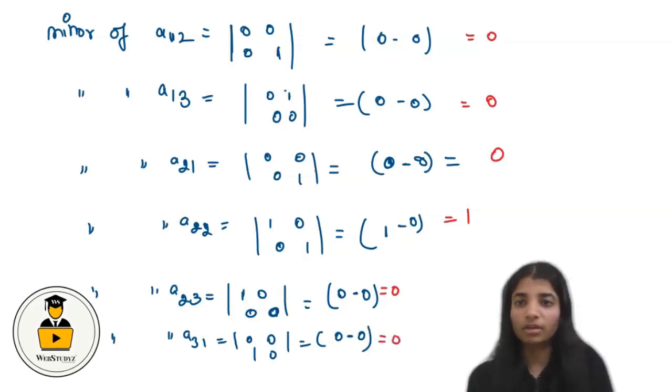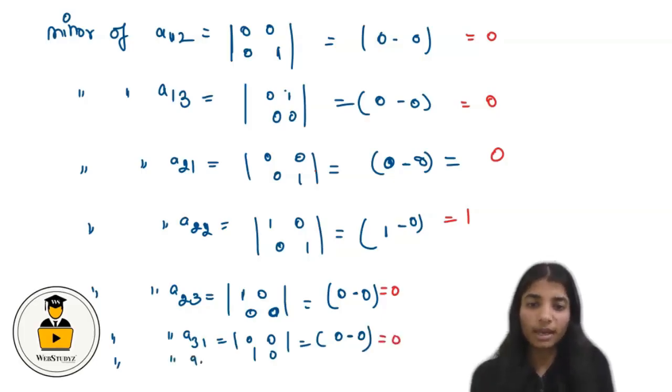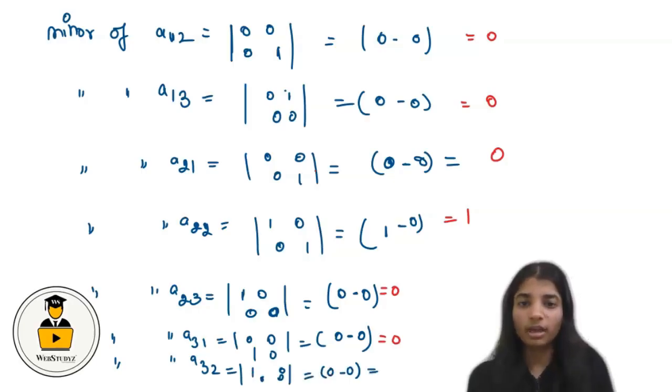Now we are going to find the minor of A32. Cancel the row and column in the determinant in which the element A32 lies, and write the rest of the elements in the form of a determinant, which is 1 0 0 0. 1 multiplied by 0 is 0, minus 0 multiplied by 0 is 0. So we got the minor of A32 equal to 0.